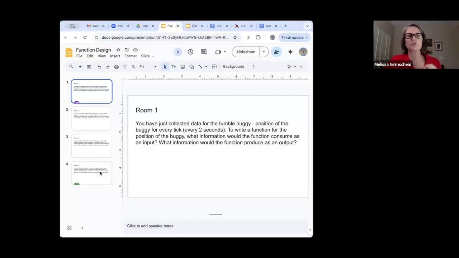What information would the function consume as an input? What do you think? And then what information would it produce as an output? There are no wrong answers, but just like good modelers do, we are going to narrow you down to where we need to. All right, Jess, you want to send them? We'll do 180 seconds. There you go. Awesome.